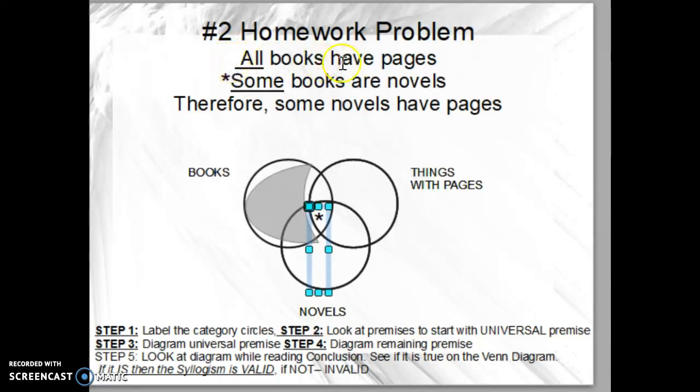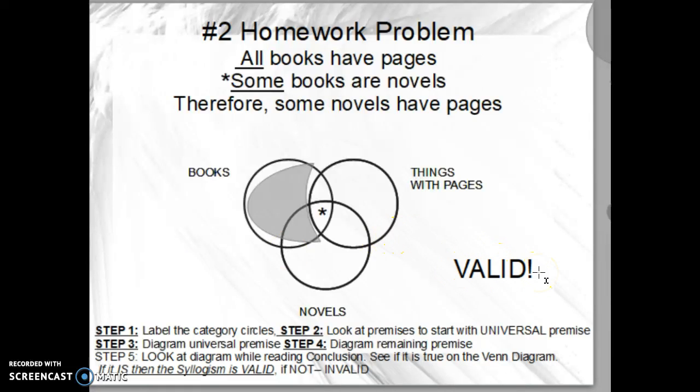So now I'm done diagramming my premises. Now I just look at it. Step 5 is just look at the diagram while reading the conclusion. See if it's true on the Venn diagram. So the conclusion says, therefore some novels have pages. And I look between novels and pages, and I notice that I have one star here. That means that at least one novel does have pages. So I would say, yes, this is valid. So this is a valid syllogism. So I'll just label it valid.